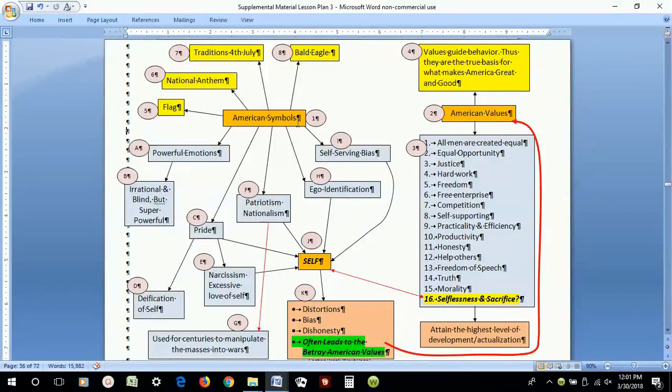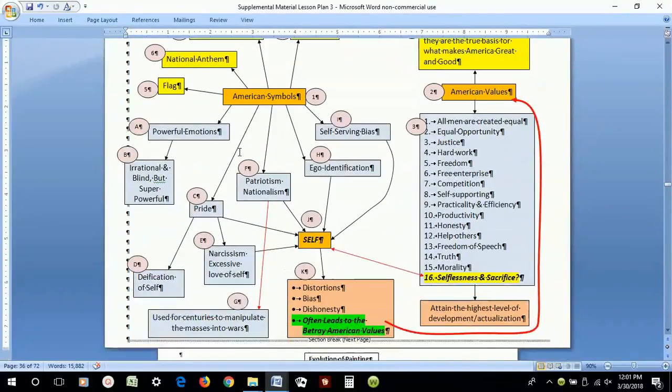Okay, so American symbols. What do we got here? American symbols, they're powerful, right? Things like the flag, national anthem, traditions like 4th of July, bald eagle, gets people all pumped up, right? They have a lot of strong emotions, right? But are emotions rational? Are emotions intelligent, right? No, they're irrational. They're blind, but they're super powerful, right? They get people all riled up.